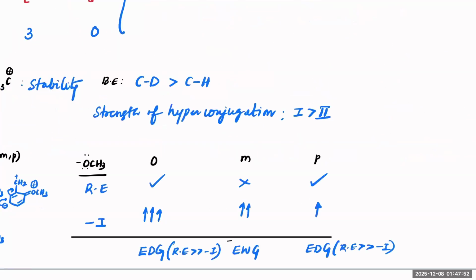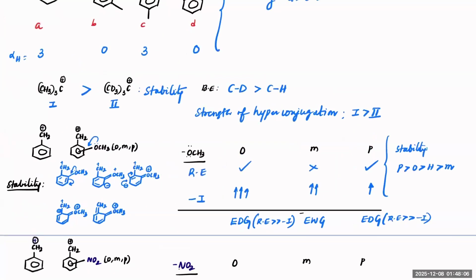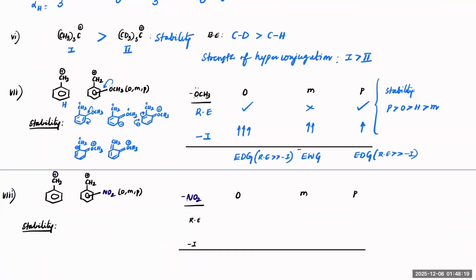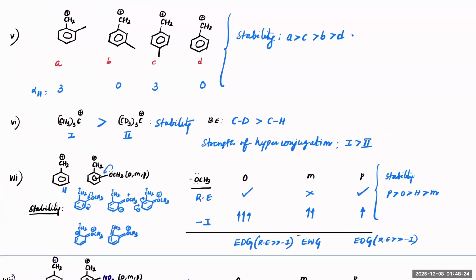So therefore, if you compare the stability here, you will notice that para is more stable than ortho, then H, then meta. H means only the benzyl carbocation, no groups are present. So para, ortho, hydrogen, and meta, that should be the order of carbocation stability. If anybody has a problem in understanding, please do ask right away. Okay.